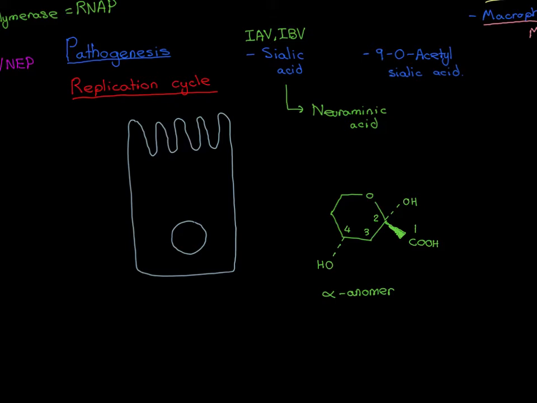Then let's go to the 5th carbon. So around here, this is the 5th carbon. On the 5th carbon, you're going to have an amino group coming off this carbon, and it's going to be coming out of the page towards us, whilst the hydrogen coming off this carbon will be going into the page away from us. Now, this amino group is going to be important. We are going to stick an acetyl group onto this amino group in order to turn the alpha anomer of neuraminic acid into the alpha anomer of sialic acid.